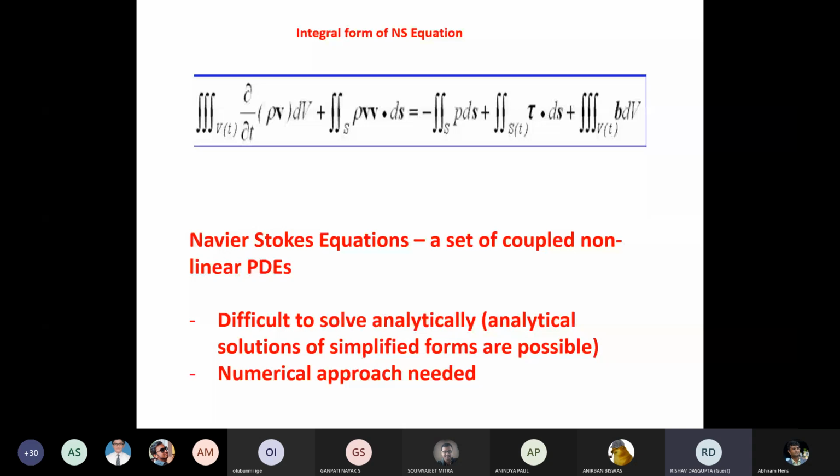So as I told you, the Navier-Stokes equation is a set of coupled nonlinear PDEs.